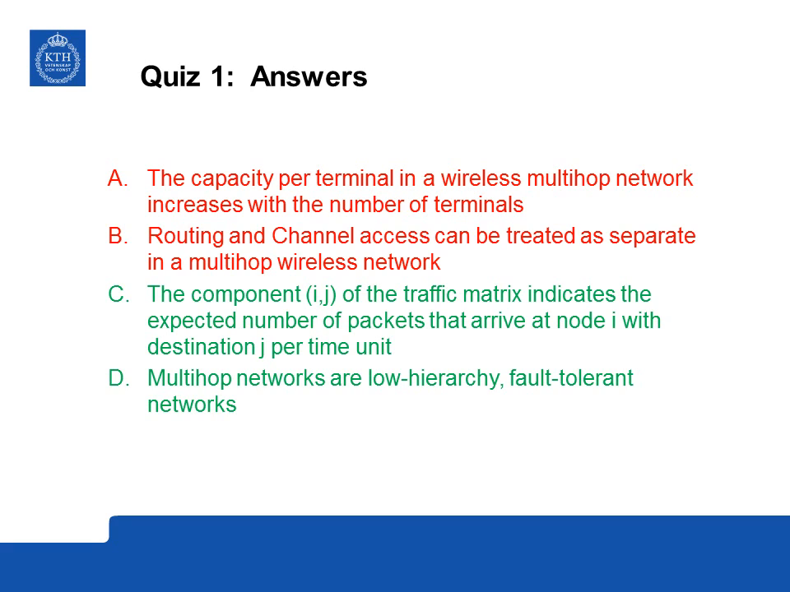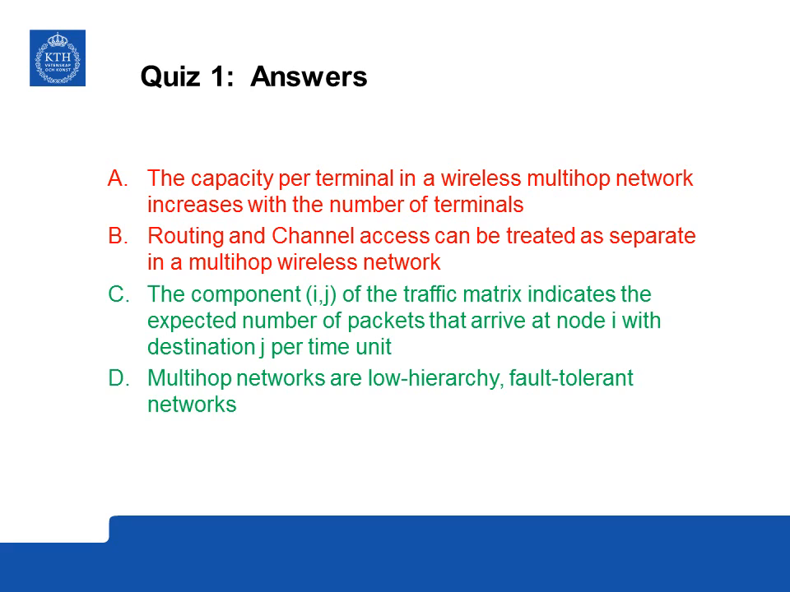And here are the correct answers. The capacity per terminal in a wireless network does not increase with the number of terminals. In fact, Kumar and Gupta showed it decreases as the square root of n, where n is the number of terminals per area unit.